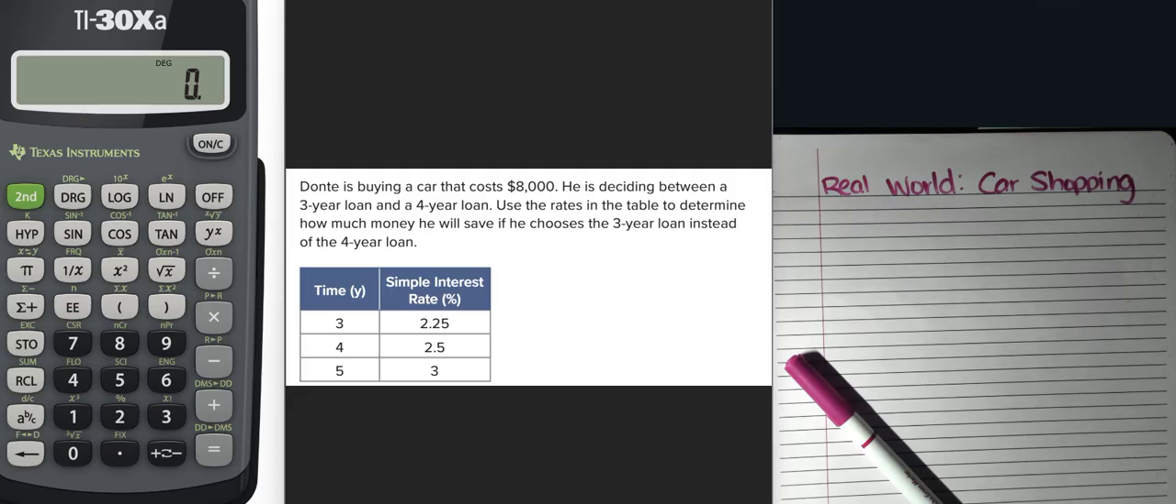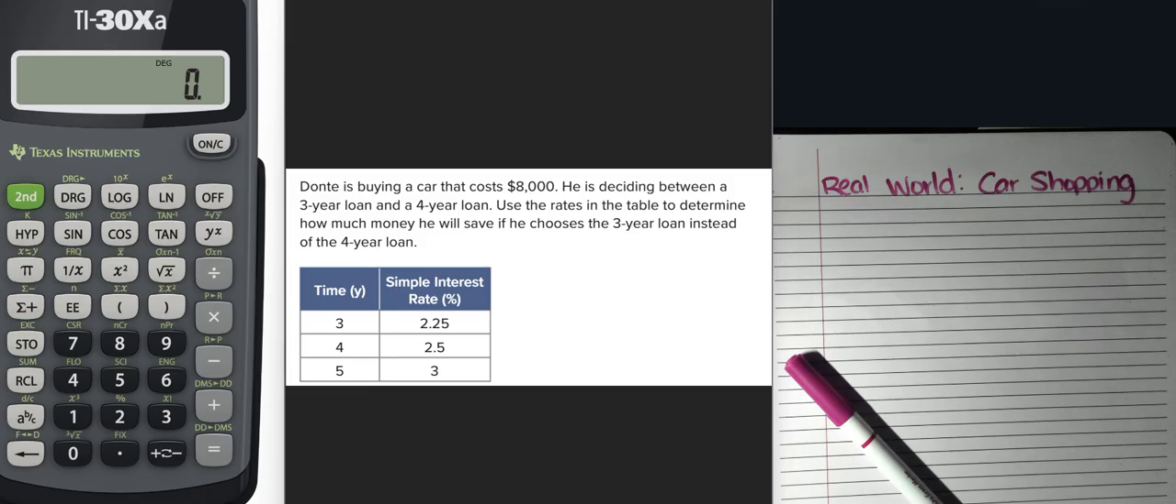Dante is buying a car that cost $8,000. He is deciding between a 3-year loan and a 4-year loan. We want to use the rates in the table to determine how much money he is going to save if he chooses the 3-year loan instead of the 4-year loan.